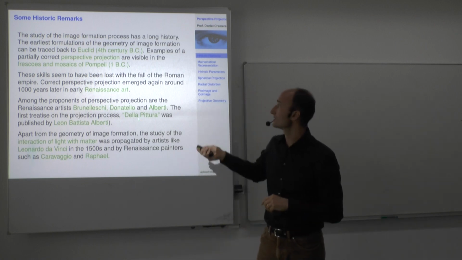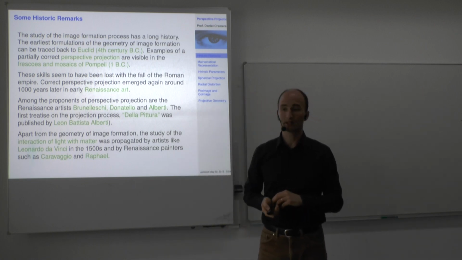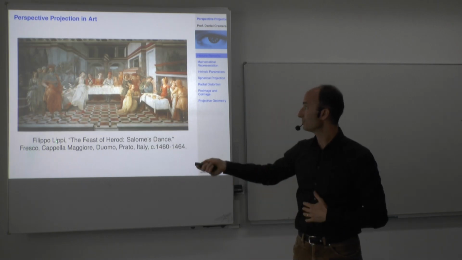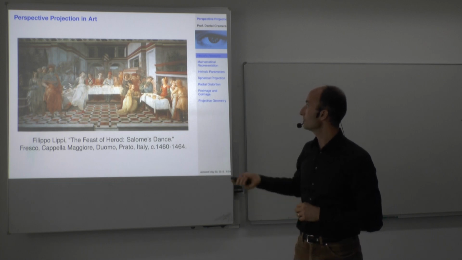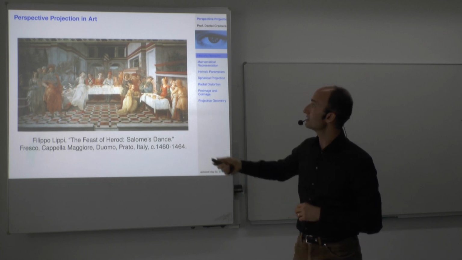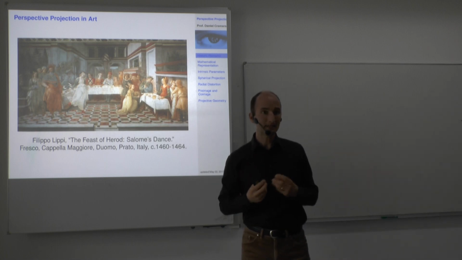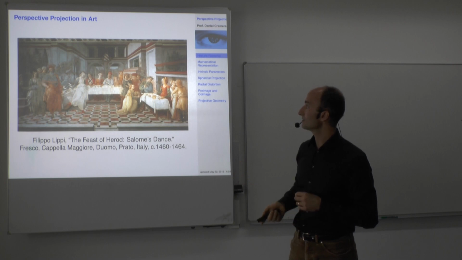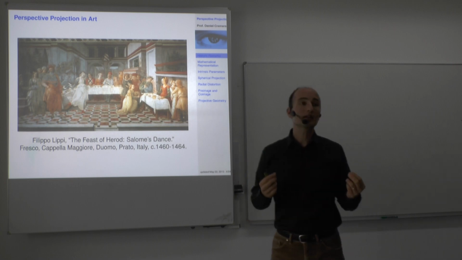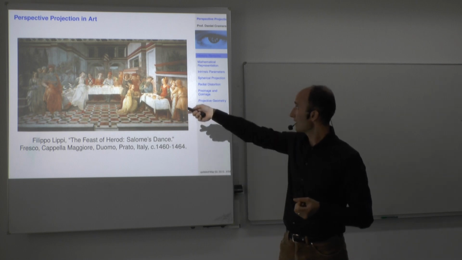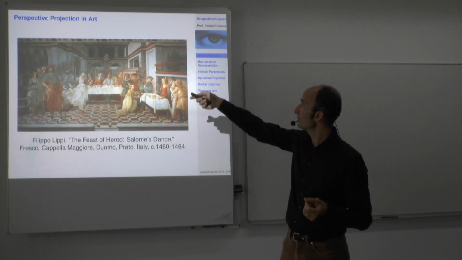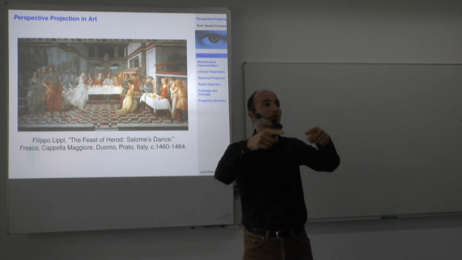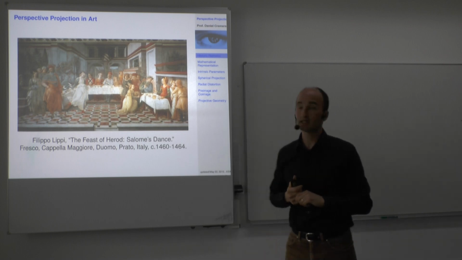And much of this was already devised in the Renaissance period. Here are some examples. This is a painting by a monk, Filippo Lippi, The Feast of Herod, Salome's Dance. And what you see very nicely is this sense of depth that you get in these paintings of the 15th century. The way this comes about is that you have a so-called vanishing point, and then lines that are parallel in the real world actually converge to one vanishing point in the image.